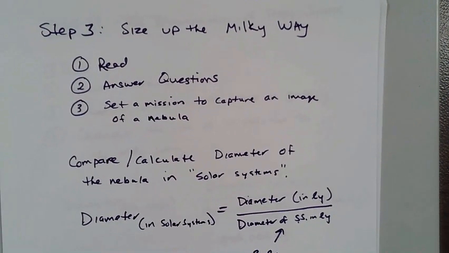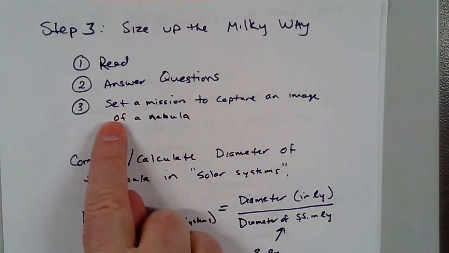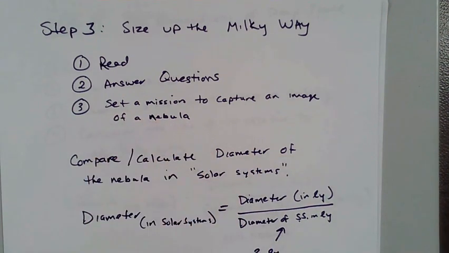In step 3, you'll be doing something similar, but now you're sizing up the Milky Way galaxy. So it begins with reading, answering questions, and then in this one, you will need to set up a mission to capture an image of a nebula. You can select a nebula that's visible this time of year from the chart in this step. And then you'll compare and calculate the diameter of the nebula in solar systems.